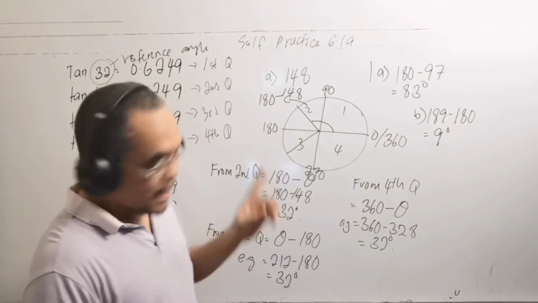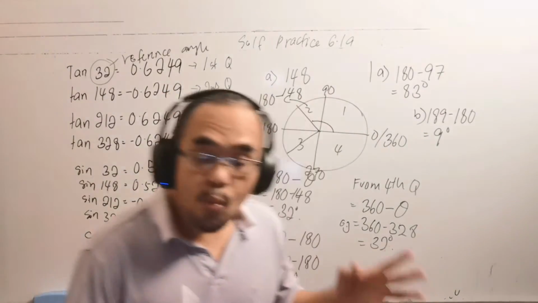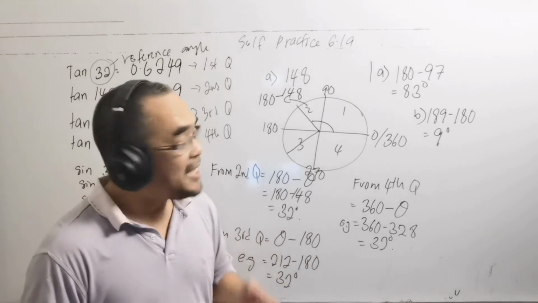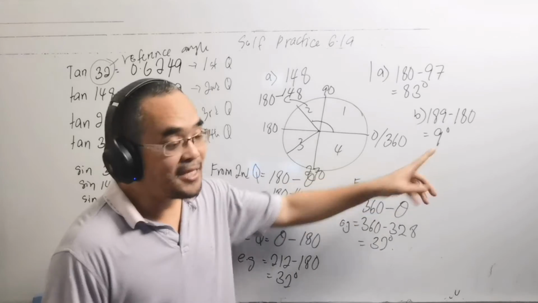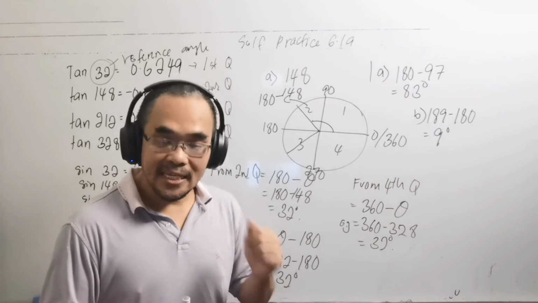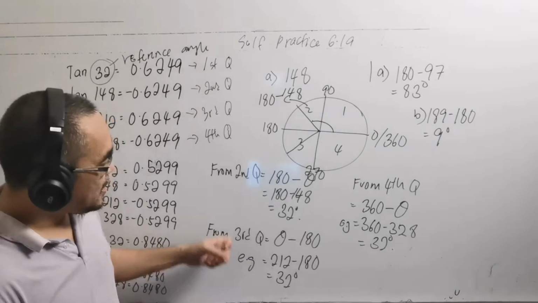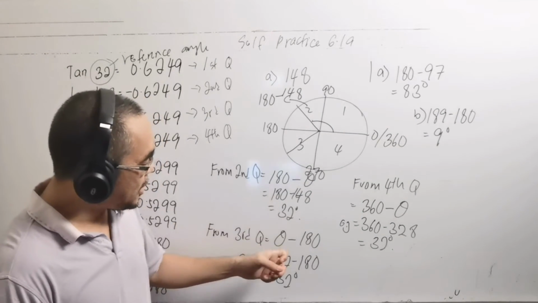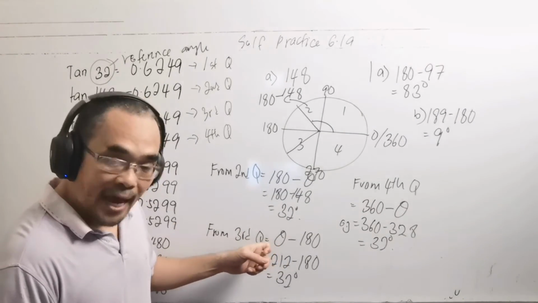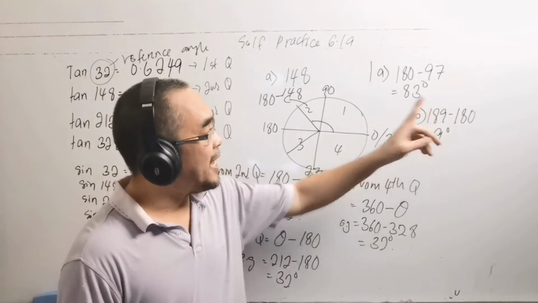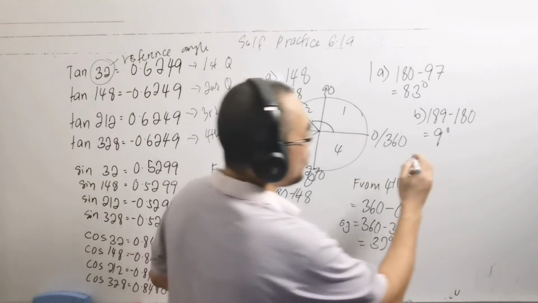For B, the question is what angle is related to 189? So angle 189 is related to an angle of 9 degrees. 189 is an angle in the third quadrant. In order to know the relationship, you have to minus that angle with 180, and you get that angle. So in this case, 189 minus 180.